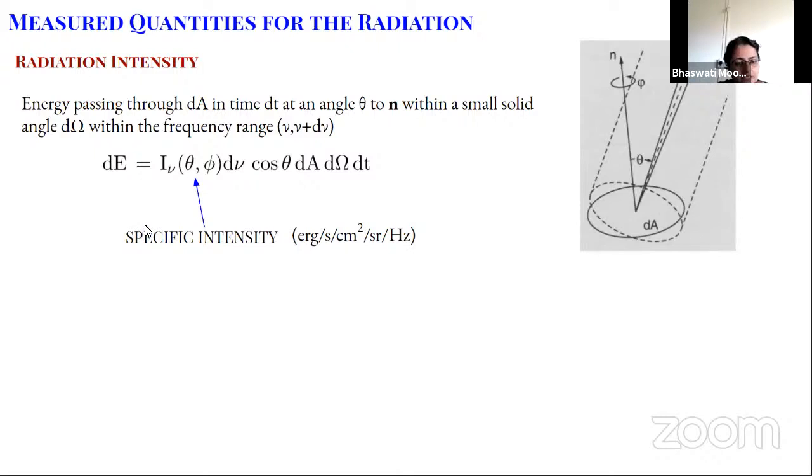This is called the specific intensity, and this is what we measure when we use a telescope to observe an astrophysical object. The units of specific intensity are ergs per second, so energy per unit time, per unit area, per unit solid angle. This sr is steradian, which is the unit for solid angle, per hertz, which is per unit frequency interval.